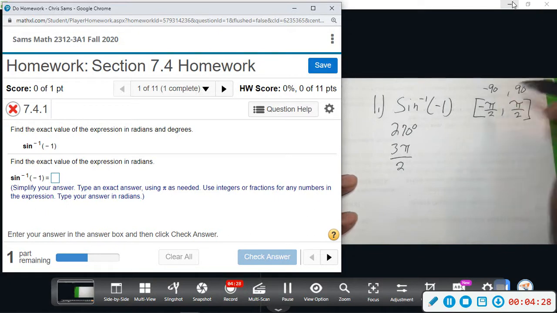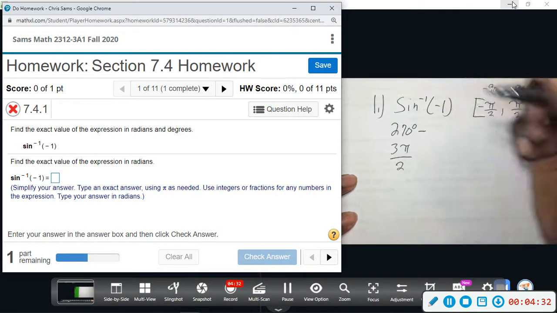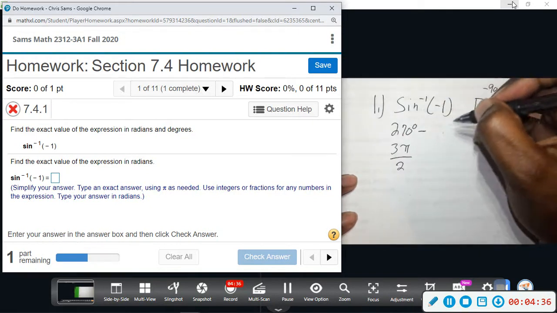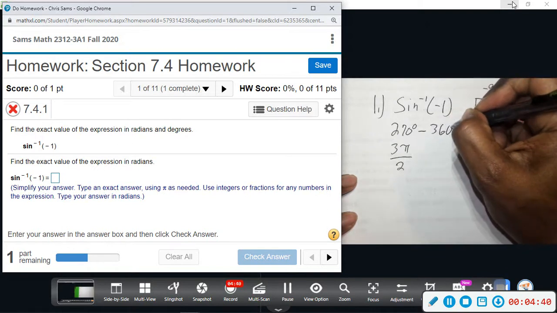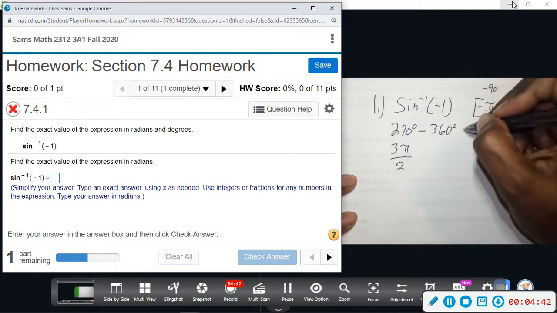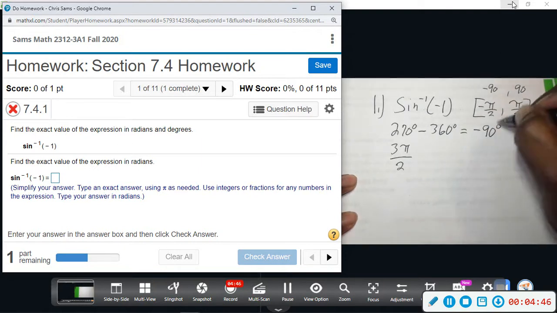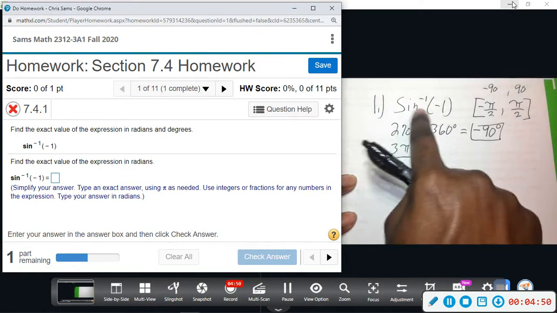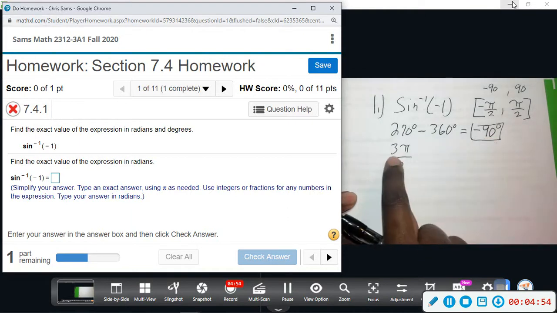So if I want to be within the restrictions with this angle, I have to subtract 360. That's the same as going backwards. Or you can find the distance it is from 360 and go negative. But subtract 360, that's the math behind it. And if you do this, that actually gives you negative 90 degrees. It's right on that vertical axis. So the answer for inverse sine in degrees is negative 90.